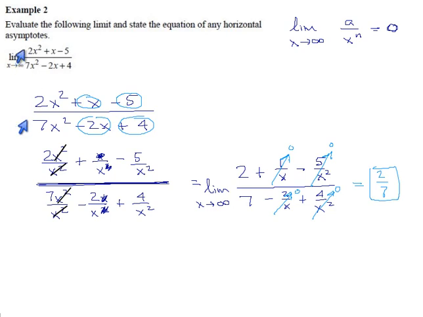So if you have a polynomial over another polynomial, it's going to come down to the highest power of x in the numerator versus the highest power of x in the denominator. And all the other terms disappear. They end up being too small to matter. And that's the tactic we're going to use to get all of these horizontal asymptotes.